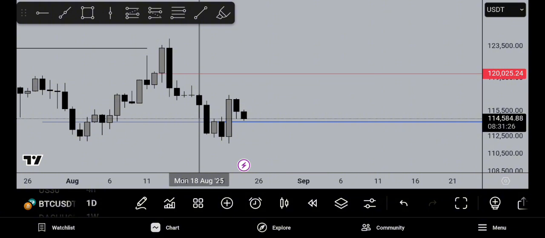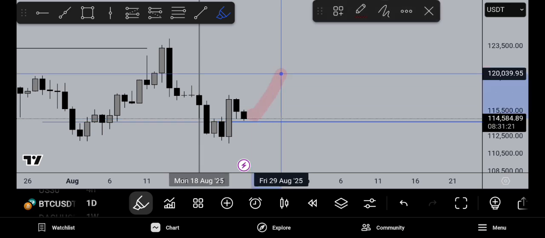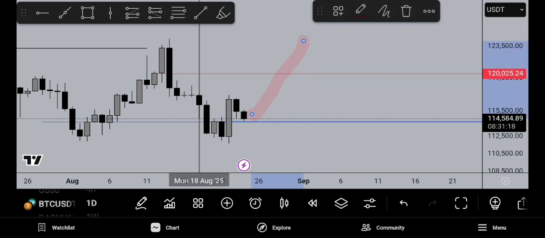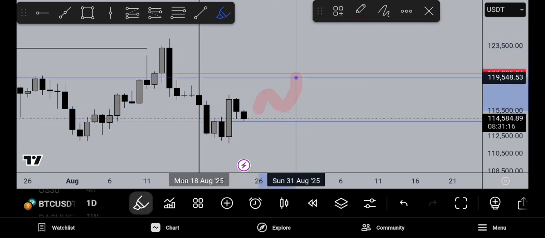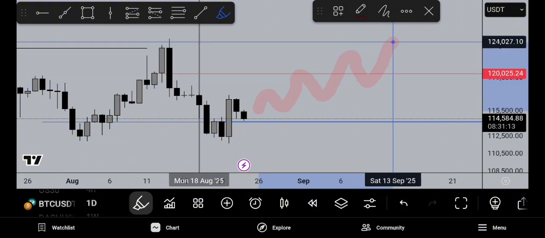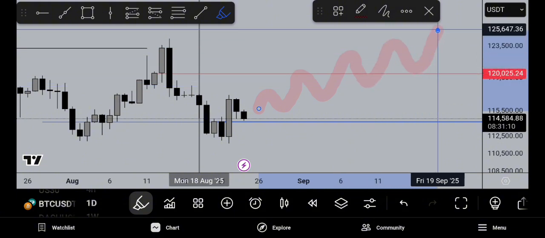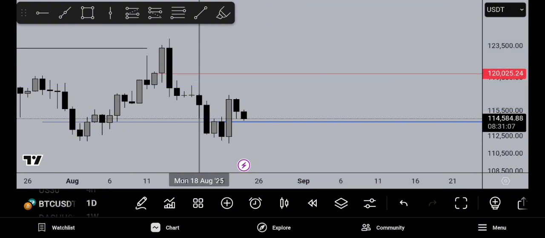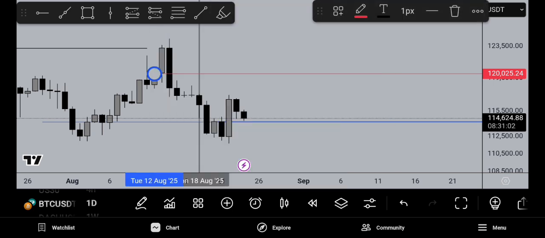So I'm bullish. But I'm not expecting the market to just go straight up. No, there should be pullbacks, until the next POI, which is right there, that line right there. That is just what I'm looking at.